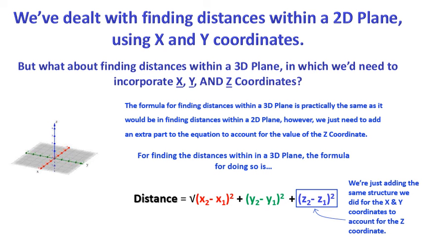So we've dealt with finding distances within a 2D plane using x and y coordinates. But what about finding distances within a 3D plane, in which we need to incorporate x, y, and z coordinates? The formula for finding distances within a 3D plane is practically the same as it would be in finding distances within a 2D plane. However, we just need to add an extra part to the equation to account for the value of the z coordinate. For finding the distances within a 3D plane, the formula is distance is equal to the square root of x2 minus x1 squared plus y2 minus y1 squared plus z2 minus z1 squared. As you can see, we're just adding the same structure we did for the x and y coordinates to account for the z coordinate, which would just be z2 minus z1 squared.